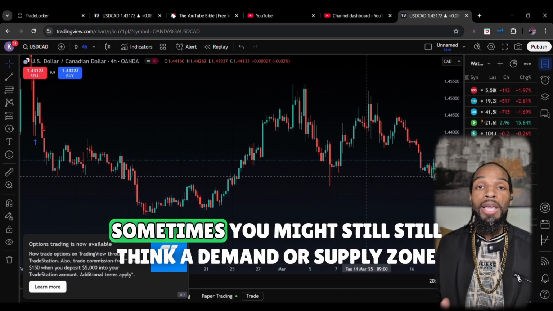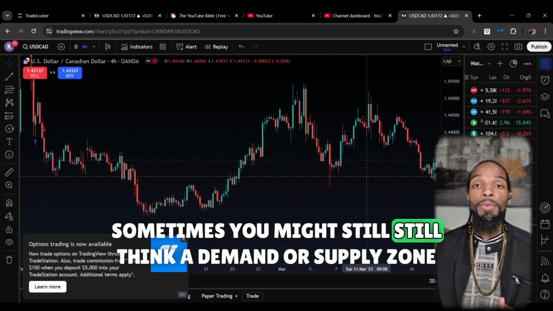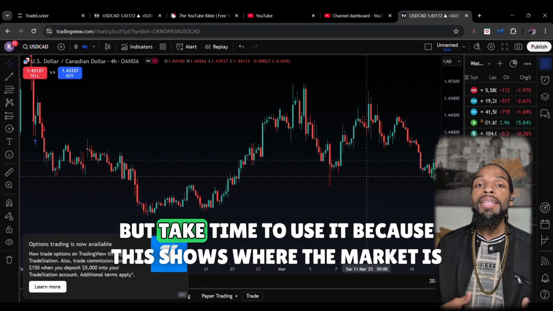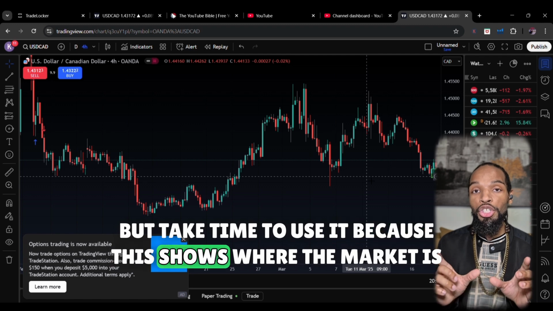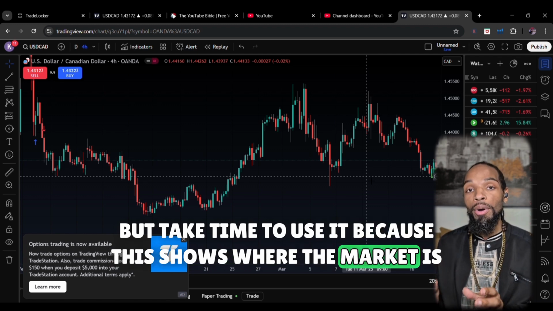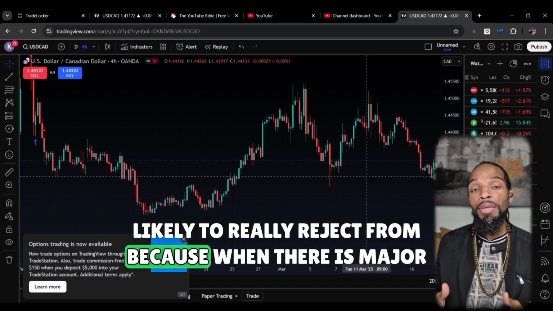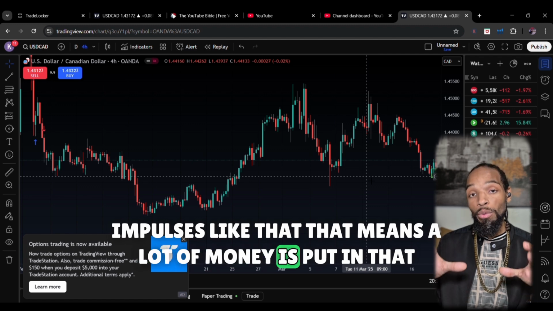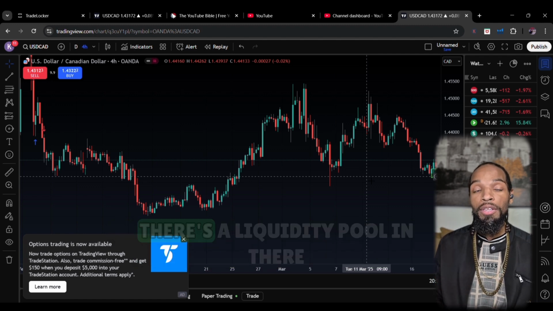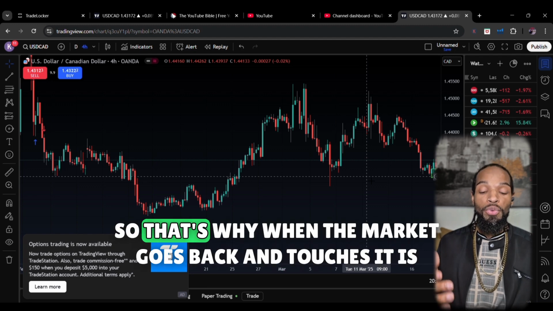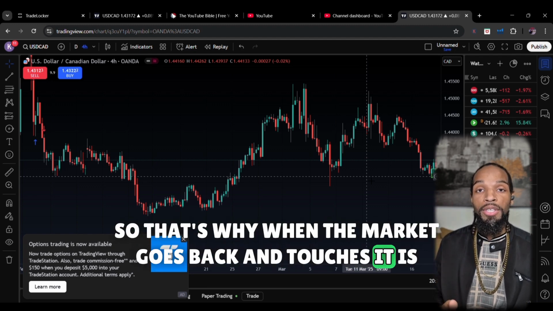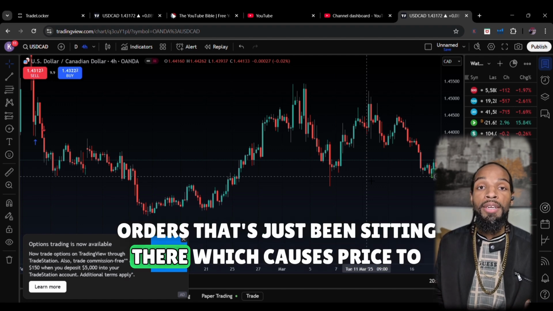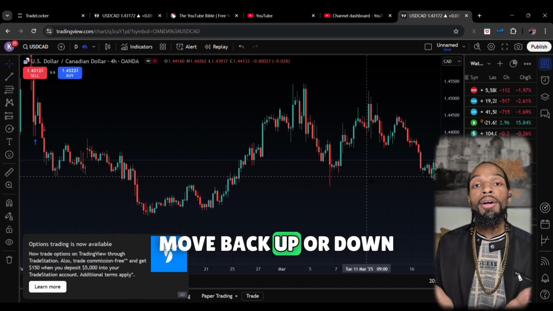Sometimes you might still think a demand or supply zone is still valid when it no longer is, but take time to use it, because this shows where the market is likely to really reject from, because when there's major impulses like that, that means a lot of money is put in that zone. There's a lot of liquidity. There's a liquidity pool in there. So that's why when the market goes back and touches it, it's hitting all those unfulfilled orders or those limit orders that's just been sitting there, which causes price to move back up or down.